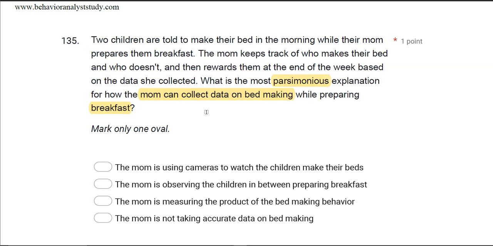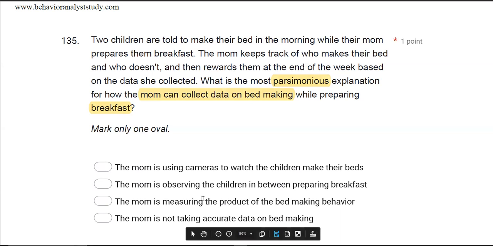What's the most simple explanation? Is there a more simple explanation than cameras? B, the mom is observing the children in between preparing breakfast. Again, is she going back and forth? Maybe. Is there something simpler?